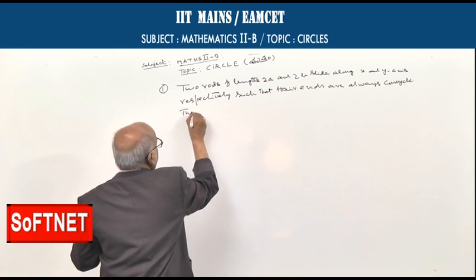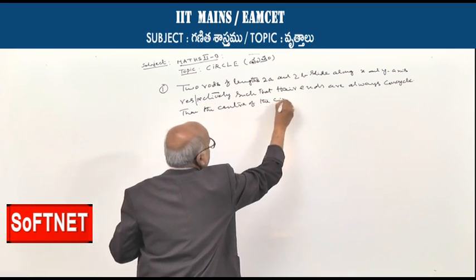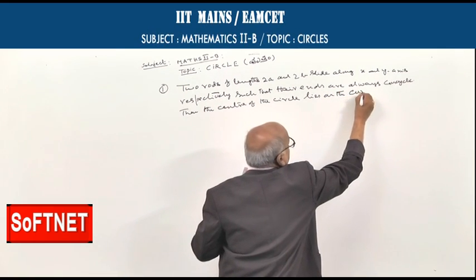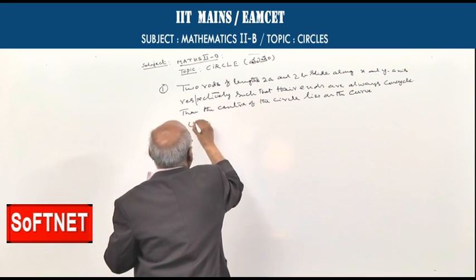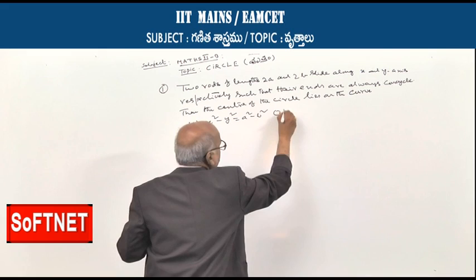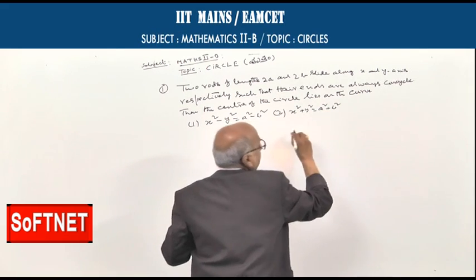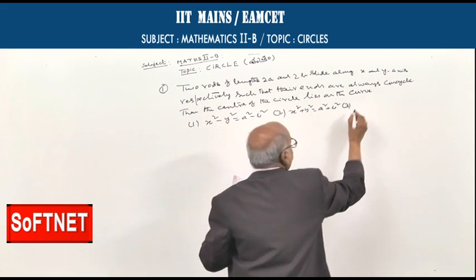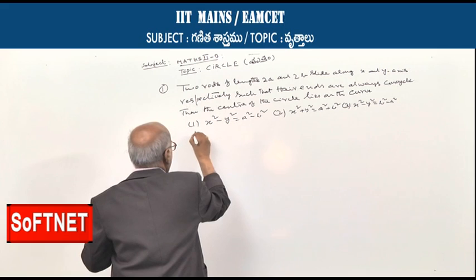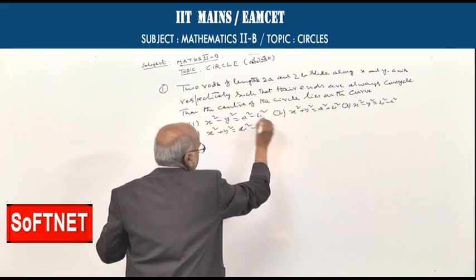Then the center of the circle lies on the curve: 1, x square minus y square is equal to a square minus b square; 2, x square plus y square is equal to a square plus b square; 3, x square minus y square is equal to b square minus a square; and 4, x square plus y square is equal to b square minus a square.